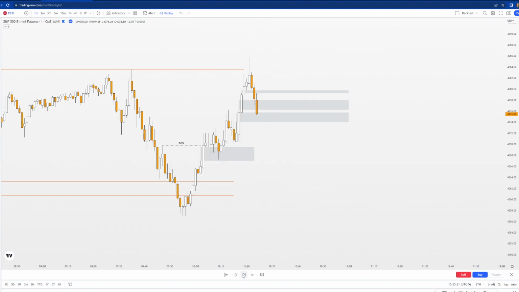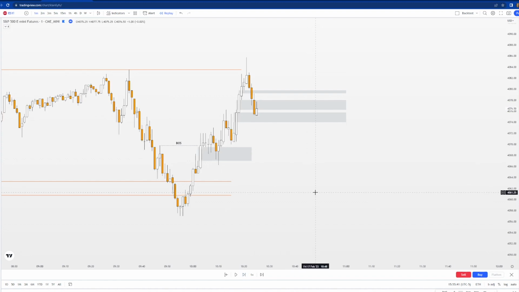And if you entered on the last fair value gap, congratulations, you found the best entry. But why? Did you choose the last one because you were scared of price cutting through the first fair value gap? Well, if you look over here, we didn't even retrace into these lower gaps because there was nothing significant to the left of it. We retraced into the first fair value gap and then we bounced.